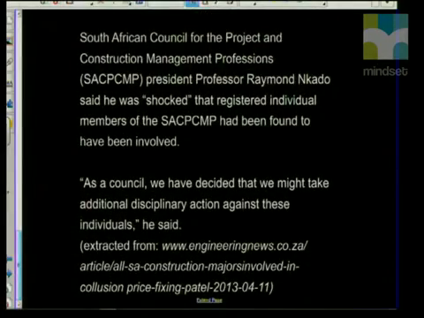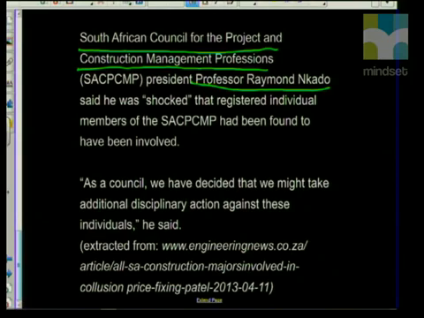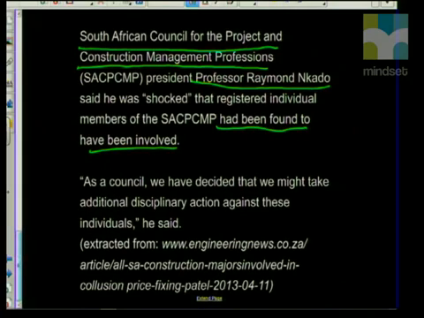But the shocking part of this situation is that a lot of these businesses belong to the South African Council for the Project and Construction Management Professions. Professor Raymond Nkadu was shocked that registered individual members of this institution had been found to have been involved. And you will see that there's a question based on this a little bit later. I'm going to read the last paragraph. "As a council, we have decided that we might take additional disciplinary action against these individuals," he said.